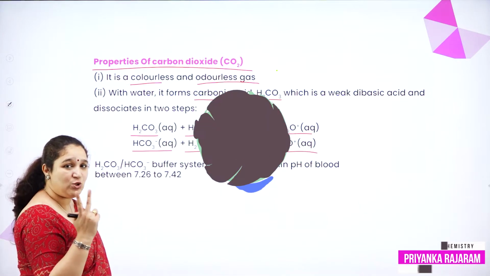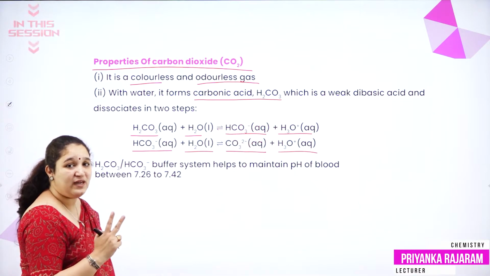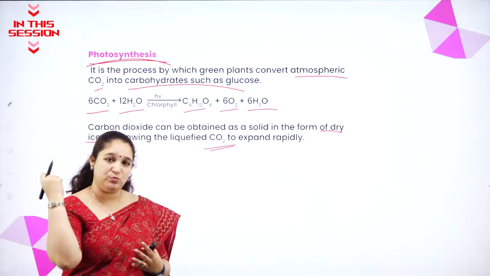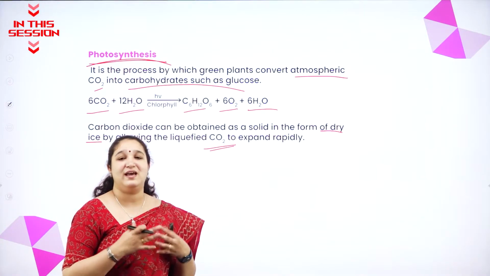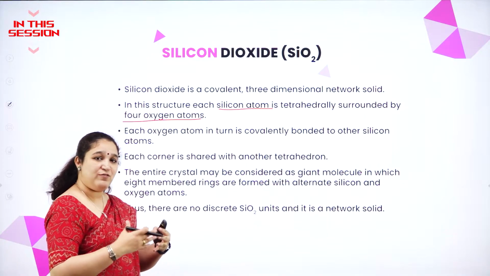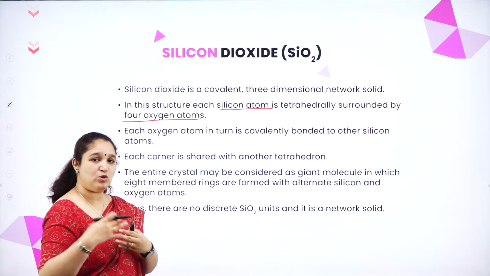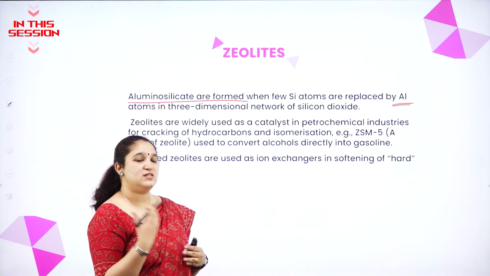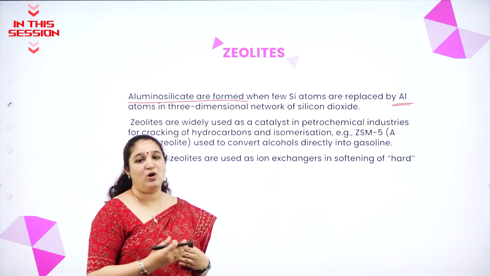So it can give away 2H plus ion. That's why it is called as a dibasic acid and it's a weak acid. First you put pressure, liquidify, then expand rapidly, you get dry ice. So thus every corner is bonded to one more corner and we call it as a network solid. Remove out some of the silicons and if you put aluminium there, we call them as zeolites.